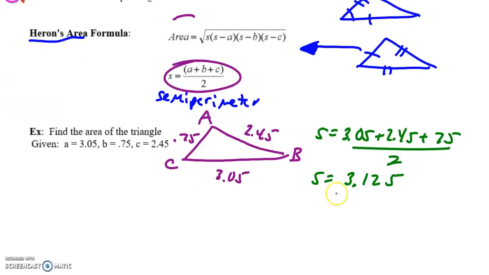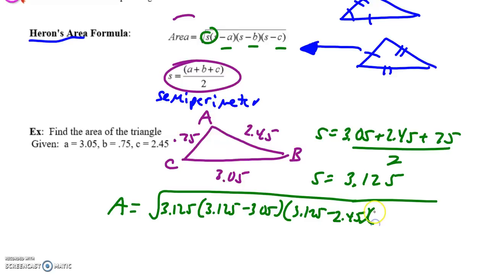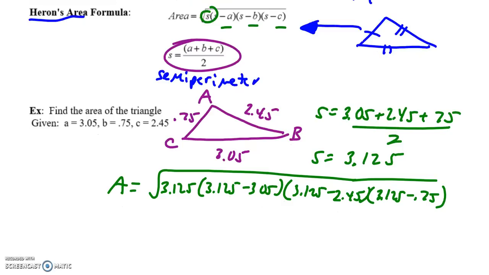So I have side, side, side, and it only works if I have the three sides initially. The area would be the square root of the semi-perimeter, which is 3.125, multiplied by the semi-perimeter minus each side. So semi-perimeter minus a, semi-perimeter minus b, and semi-perimeter minus c. Now I'm writing out all my work. Some of you might prefer to do this more in your calculator initially. I'm just showing you this on the notes.